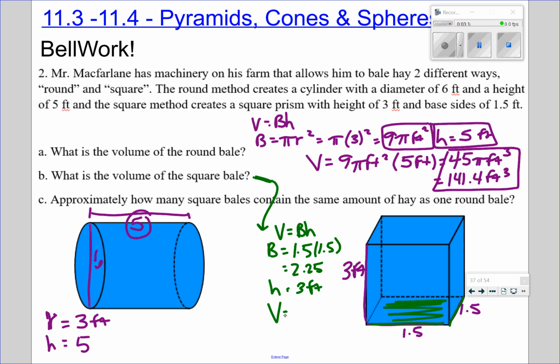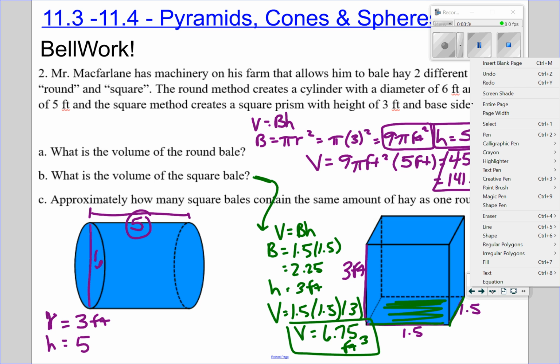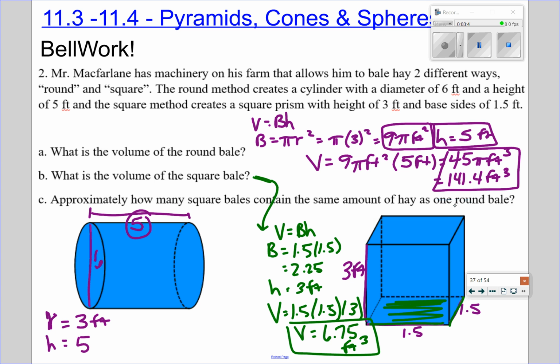And some of you are also ready to just do 1.5 times 1.5 times 3 for the whole volume. That's fine too. Either way, you get 6.75 cubic feet. So then finally for part C, it says approximately, how many square bales contain the same amount of hay as one round bale? Well, clearly our round bale is much larger than our square bale.